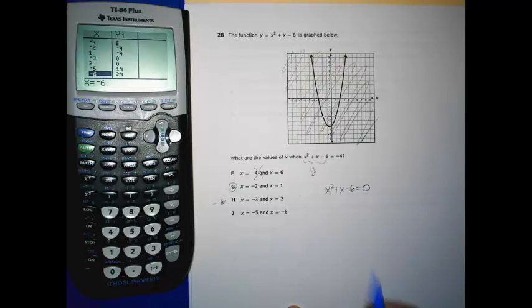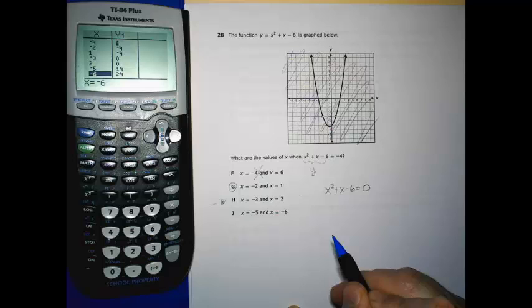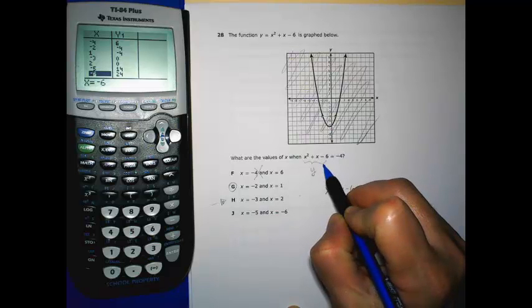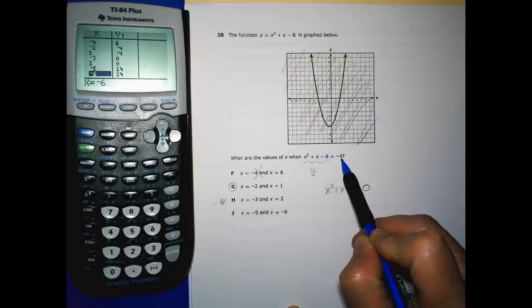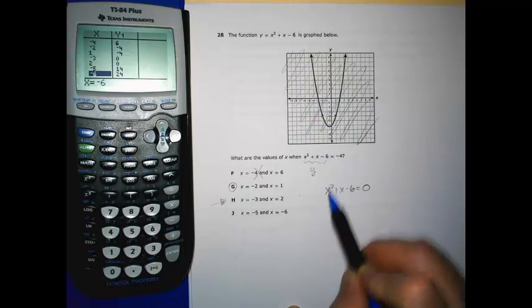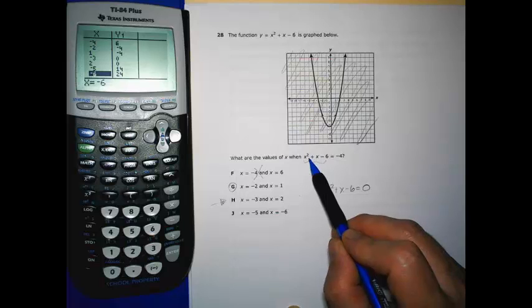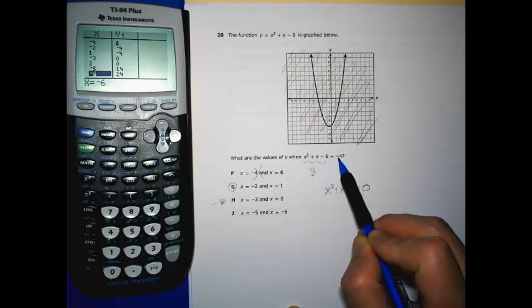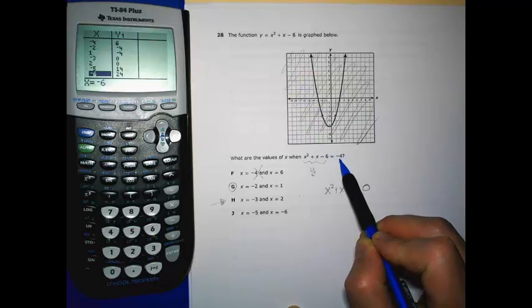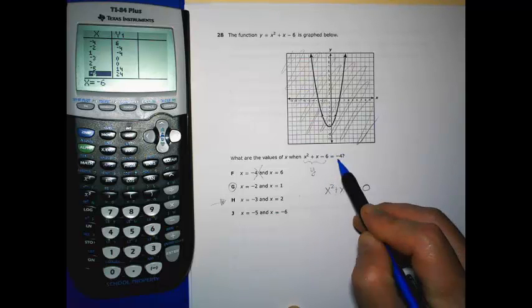Alright? So that's why you need to be very careful and pay attention to what the problem is asking, because this problem is not asking when this equation equals negative 4. I'm sorry. This problem is not asking when x squared plus x minus 6 equals 0. It is rather asking when it equals negative 4. Okay? So please be careful.